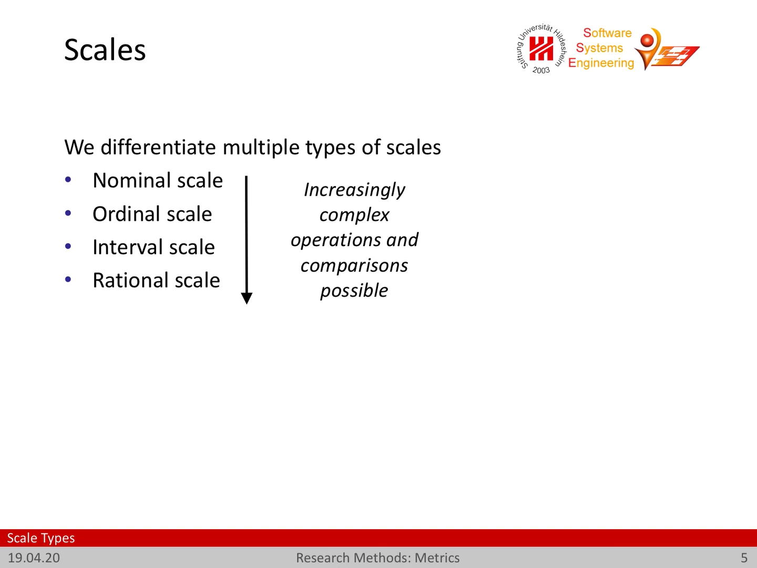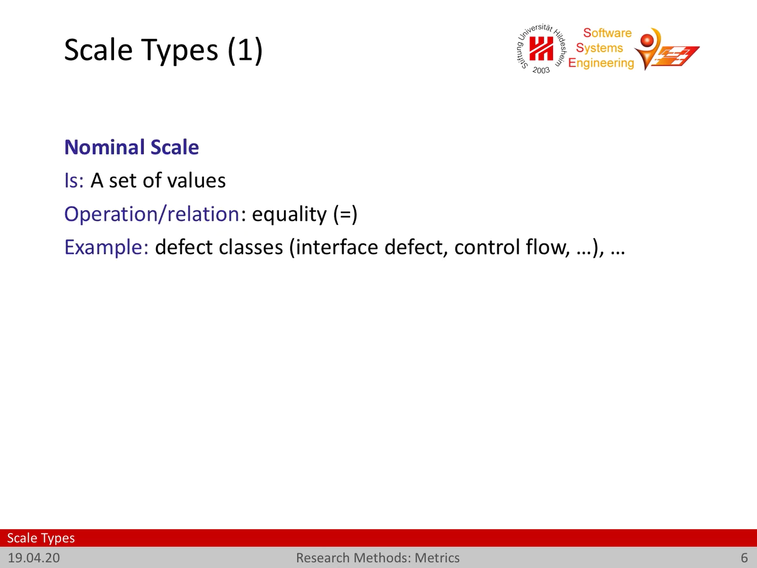On the other hand, it's not as easy to find something which is measurable on a rational scale as it is on a nominal scale. We need to understand the differences in scale in order to understand how we can manipulate values that are measured on these different scales. This is, I think, best understood in the specific cases. Let's have a look at the first scale, nominal scale.